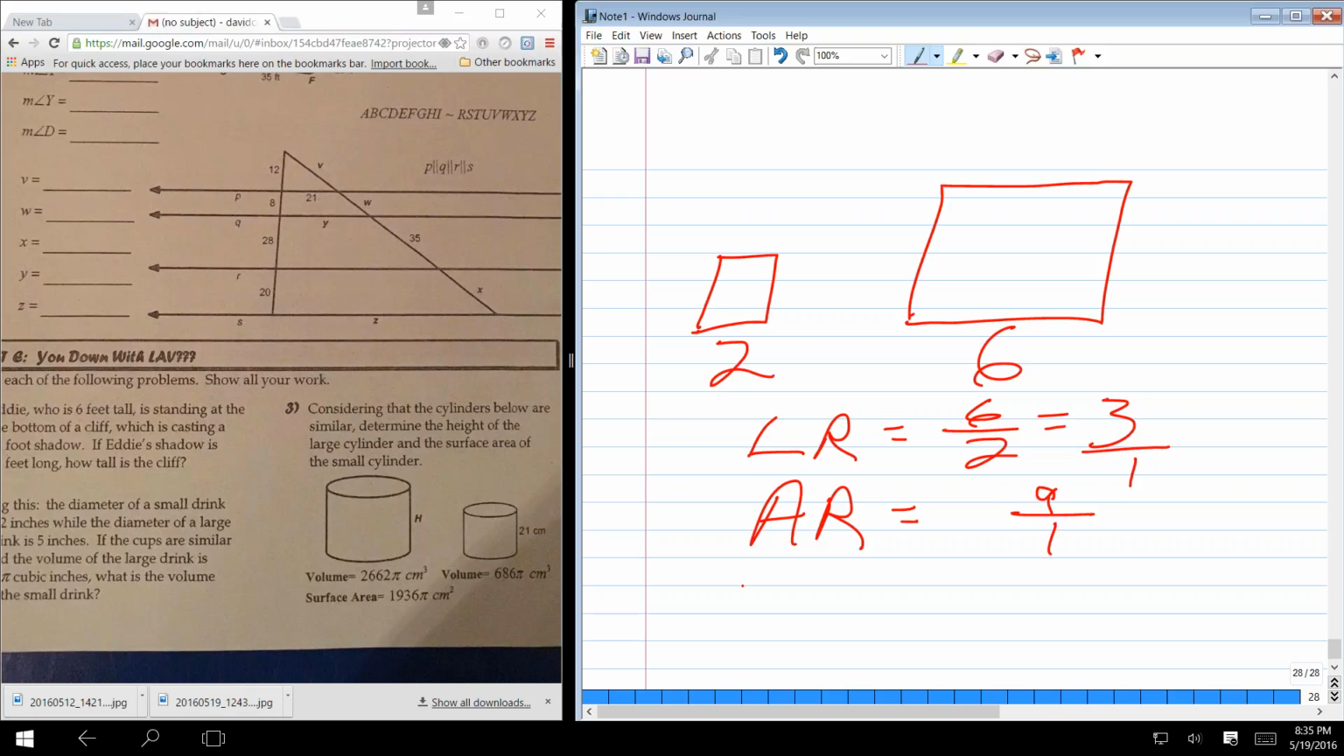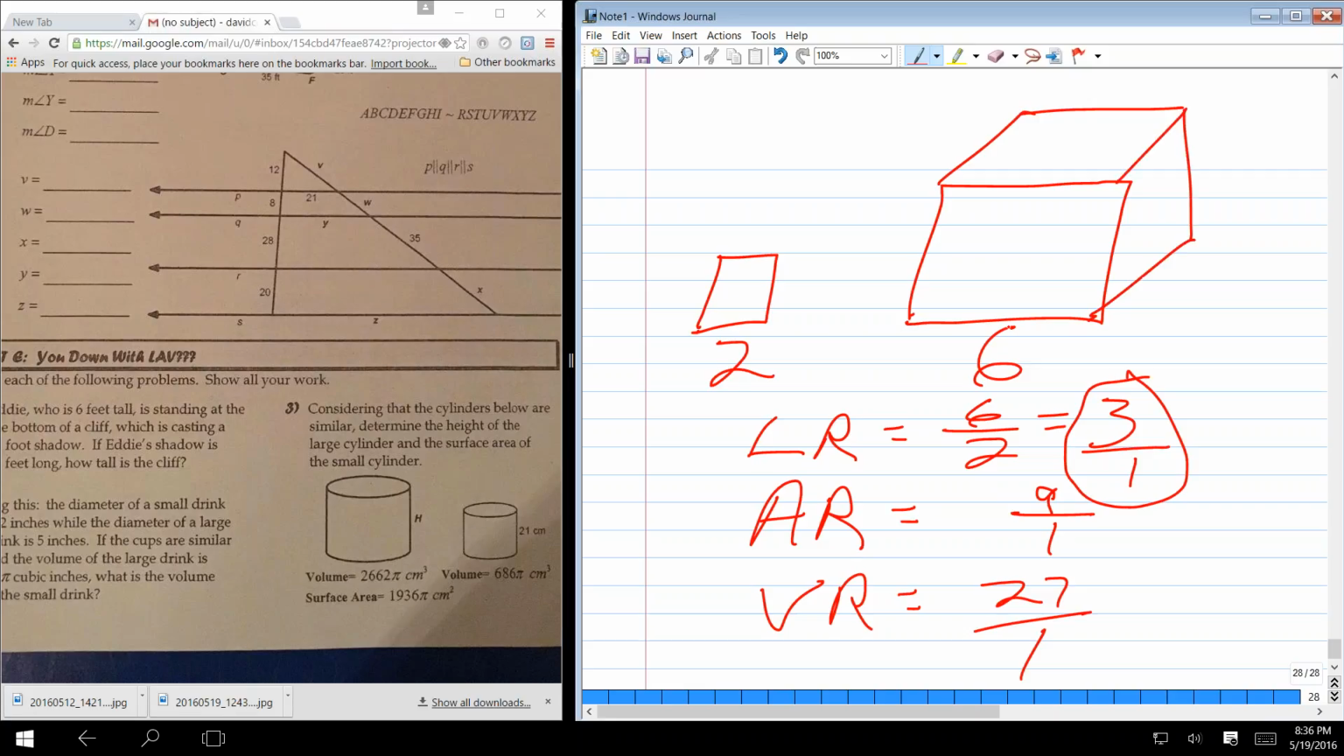What's the volume ratio? It's 3 cubed. In other words, it's the cube of the linear ratio. 3 cubed is 27, so 27 to 1. I don't know what I was thinking there. My bad.